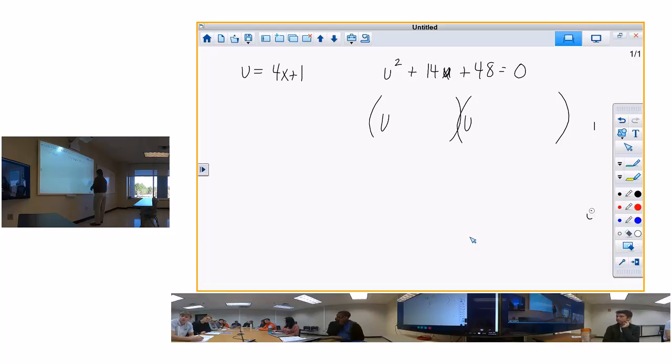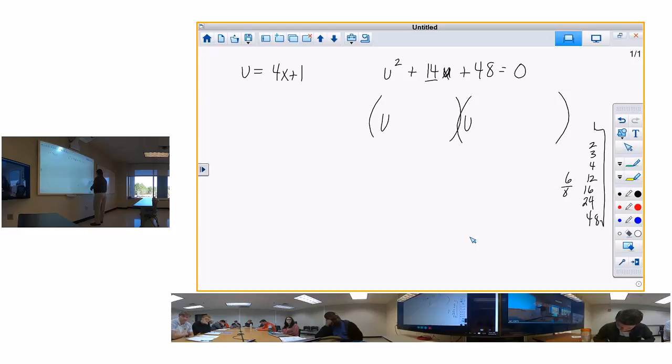1 times 48, 2 times 24, 3 times 16, 4 times 12, 5, 6, and 6 and 8. 6 times 8 is 48, isn't it? Yes, it's 48. So we need a middle term of 14. Now a lot of you are saying, just use a 6 and an 8. Well, you already know how to do it. I'm reviewing for people that have forgotten how to do the reverse FOIL. Remember, that's who I'm teaching toward.